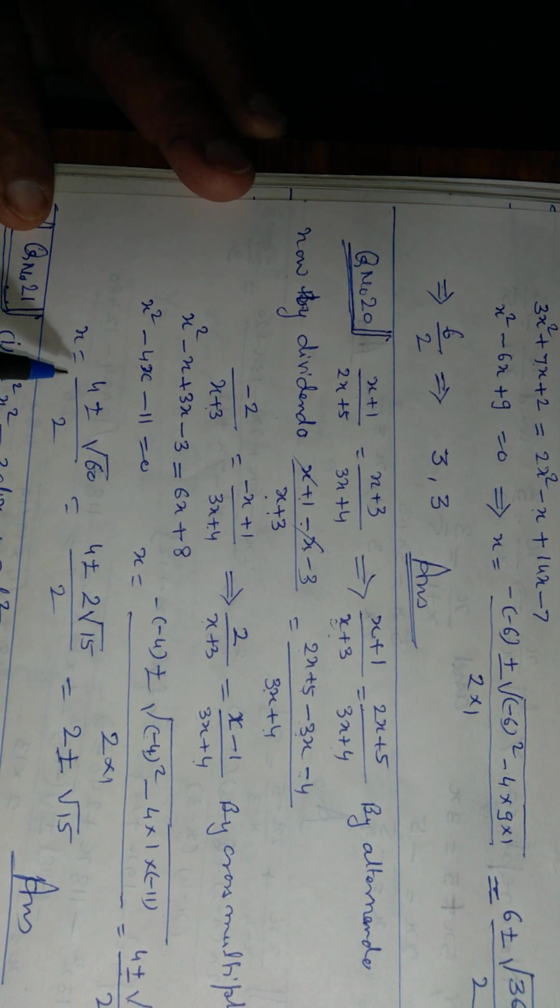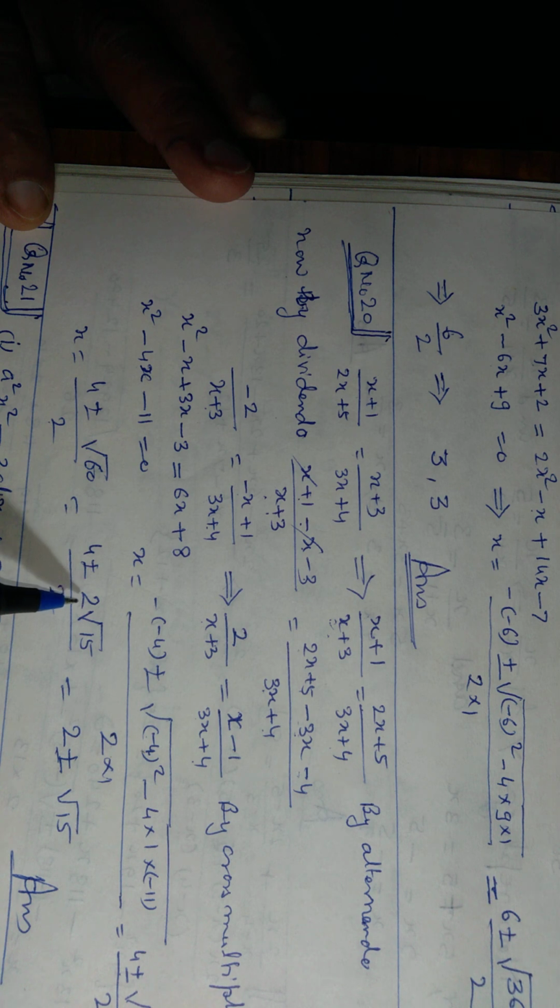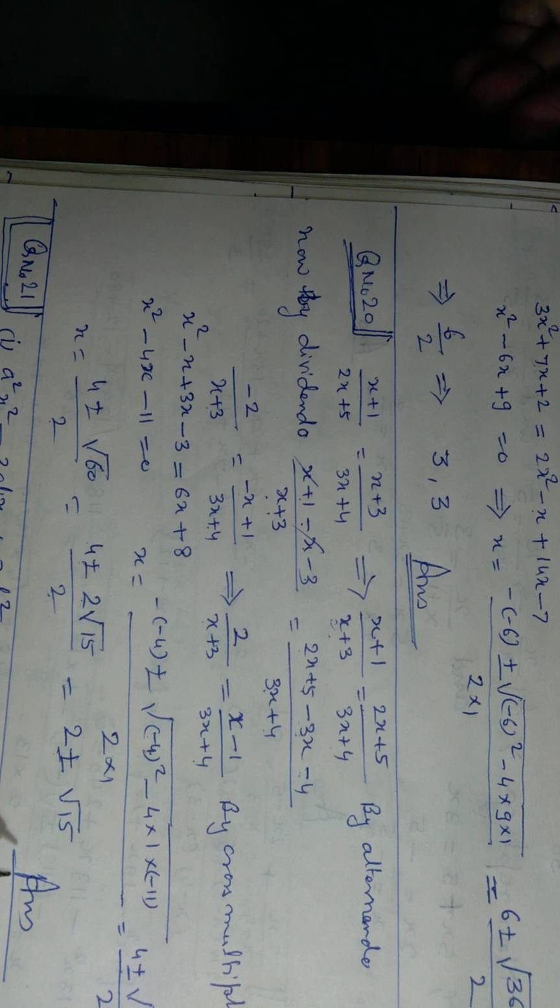x will be equal to 4 plus minus root 60 by 2. So that 60 can be written like this, 15 into 4, and after taking the square root of 4 I have written 2 here. So 4 plus minus 2 root 15 by 2. After cancelling 2 to the 4, I have written 2 here and 2 cancel. Now we are left with 2 plus minus root 15. This will be the answer of the question number 20.